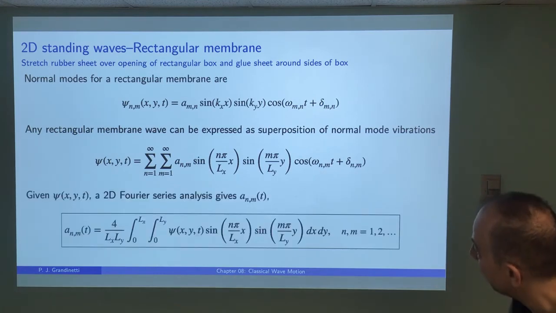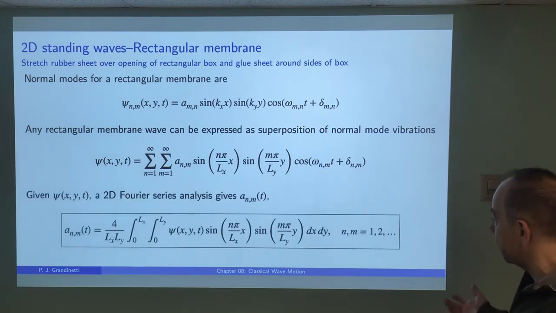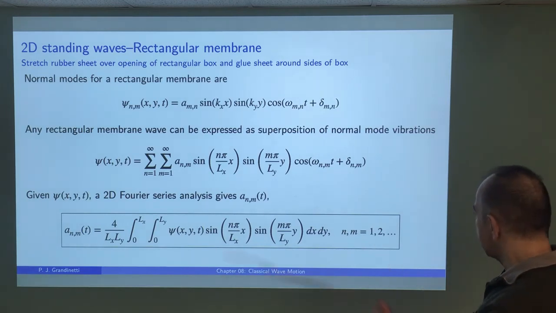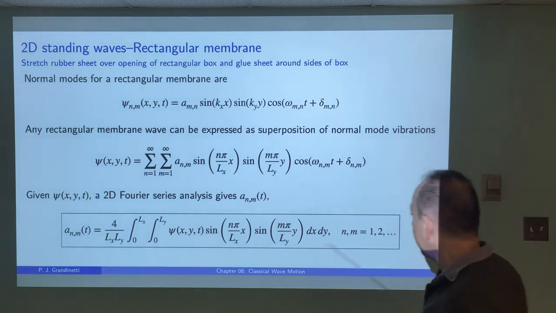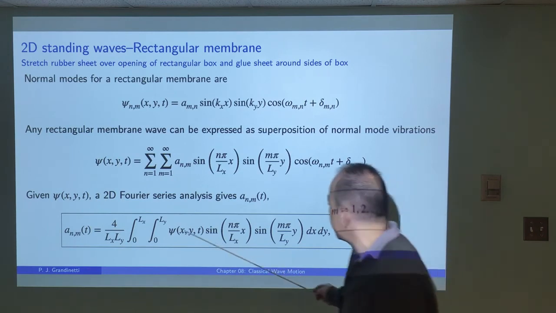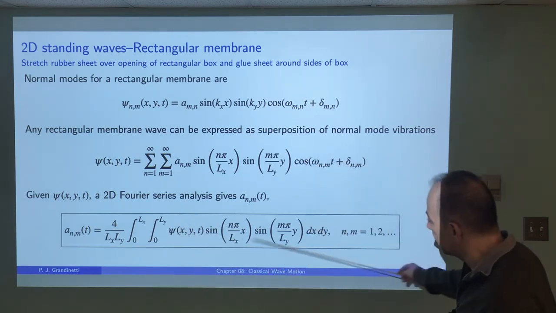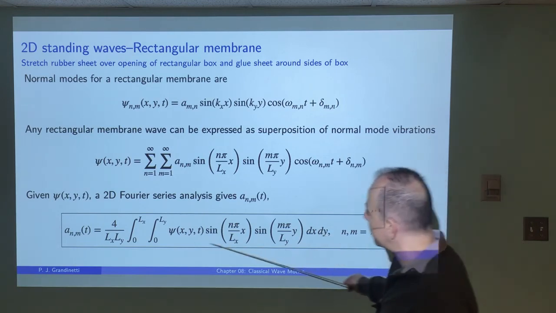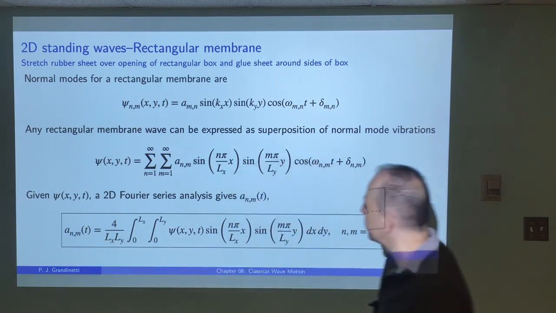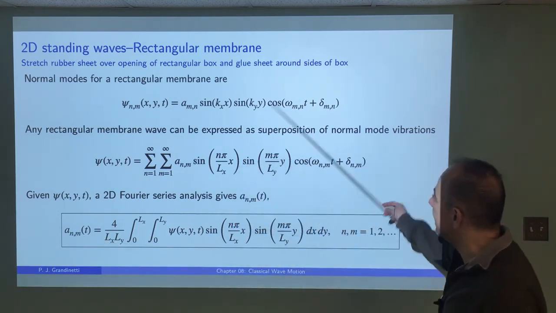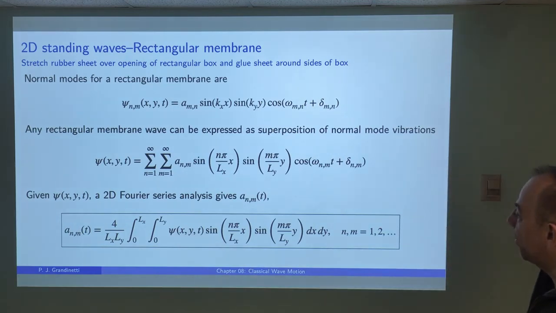And of course, we know how to do Fourier series analysis. We do this in 2D. So again, just an analogy with what we did in the 1D case, we can take any wave function here, do a Fourier series analysis, and we get this result here for decomposing back into the original amplitudes of each normal mode vibration that's in the drum.